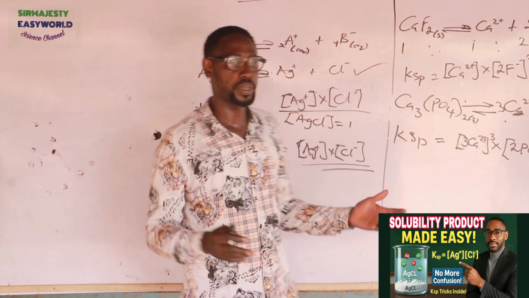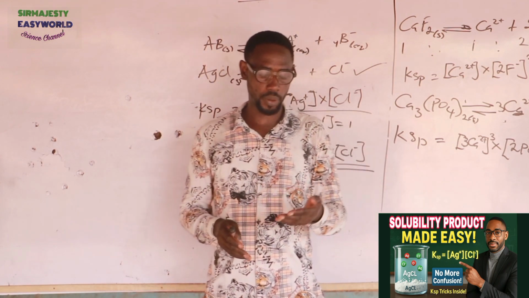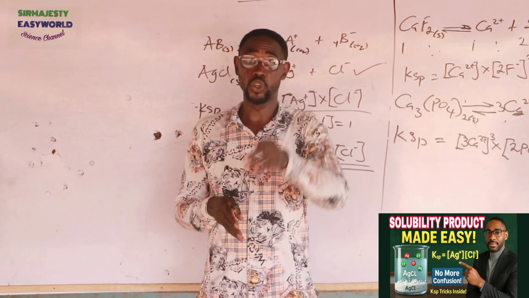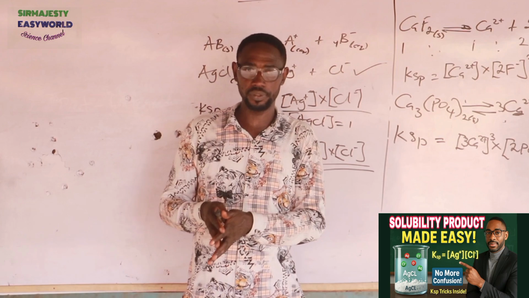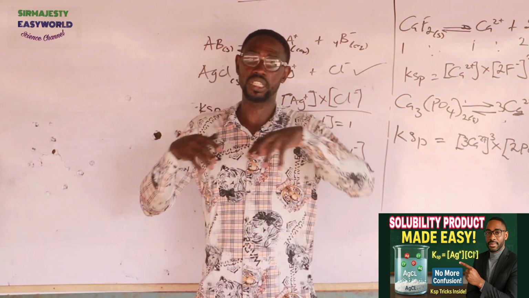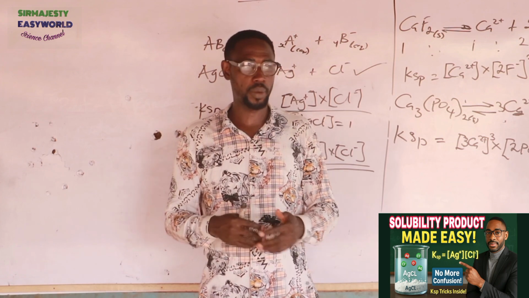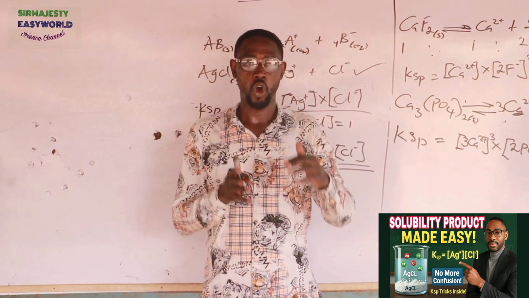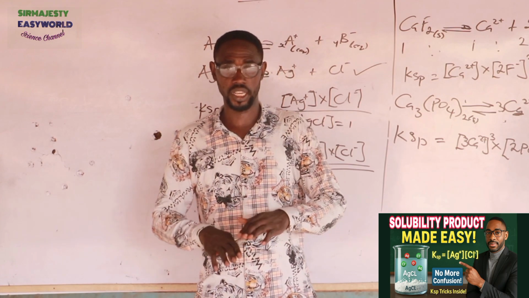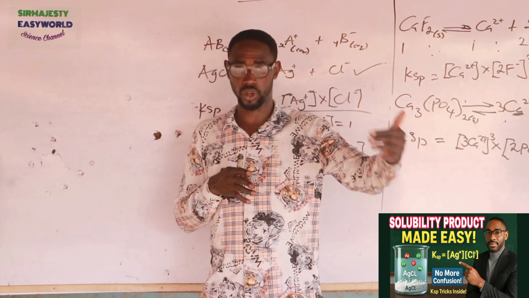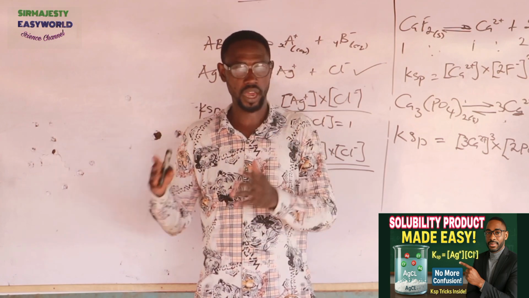Alright, having explained this, I guess we start solving. We're going to face a situation whereby if you are given solubility product, you will determine solubility in mole per dm cube. Then if you are given solubility in mole per dm cube, you will determine solubility product. Like I said earlier, this will help us to know when precipitation will occur, or when a solution is unsaturated and when a solution is saturated.